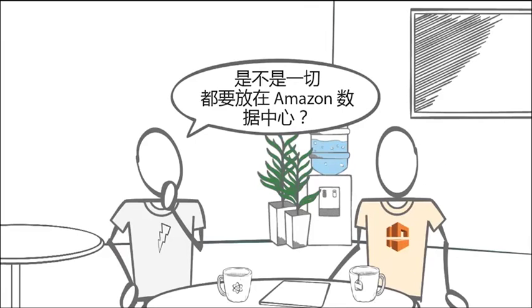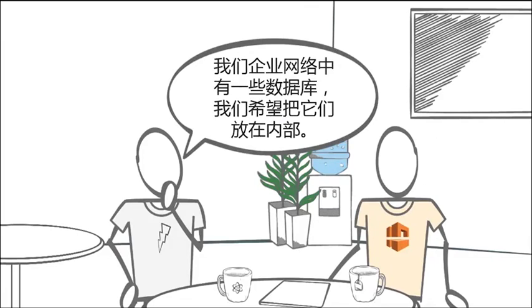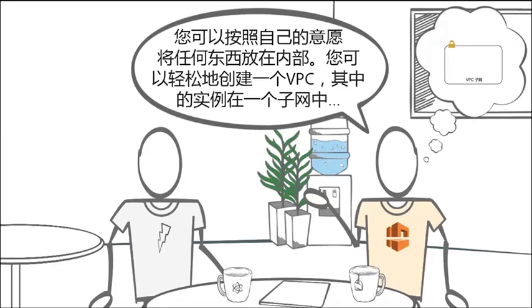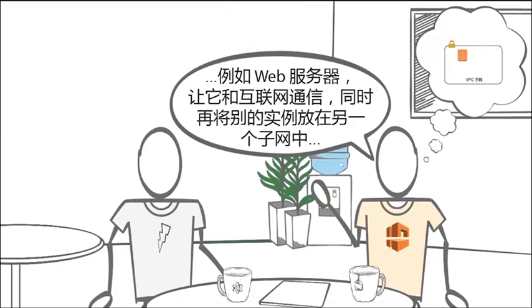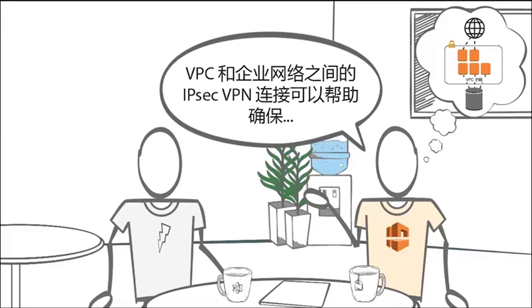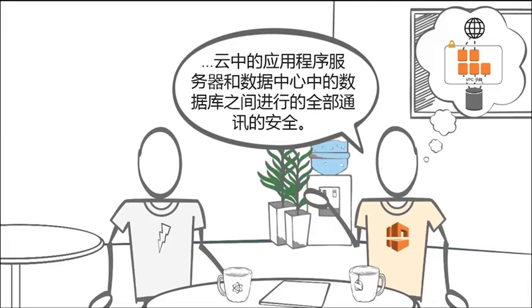Does everything need to be in the Amazon data centers? We have databases within our corporate network that we would like to keep on premises. You can keep whatever you wish on premises. You can easily create a VPC, where instances in one subnet, such as web servers, communicate with the Internet, while instances in another subnet, such as application servers, communicate with databases on your corporate network. An IPsec VPN connection between your VPC and your corporate network helps secure all communication between the application servers in the cloud and databases in your data center.